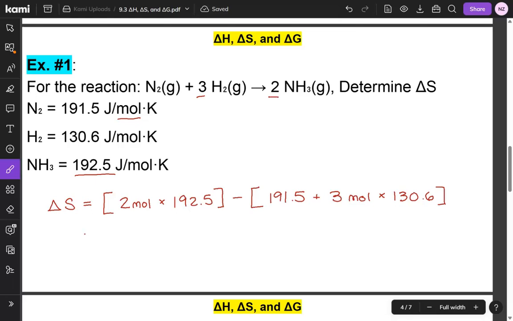When I multiply on the left-hand side, 2 times 192.5 is going to be 385. And when I multiply this out, 191.5 plus 3 times 130.6 is going to be 391.8. So when I do the math here, this will simplify out to negative 198.3 joules per Kelvin.